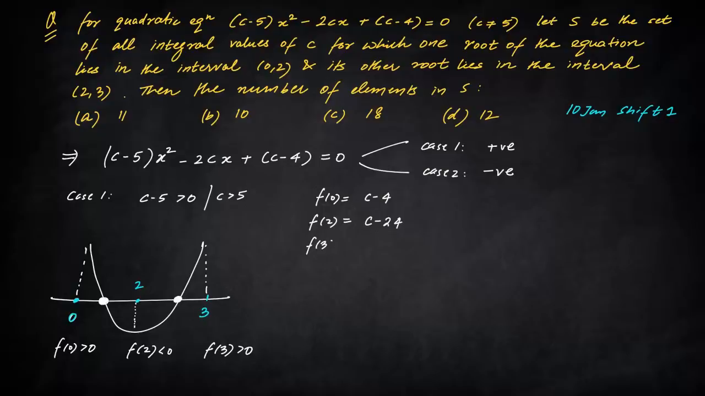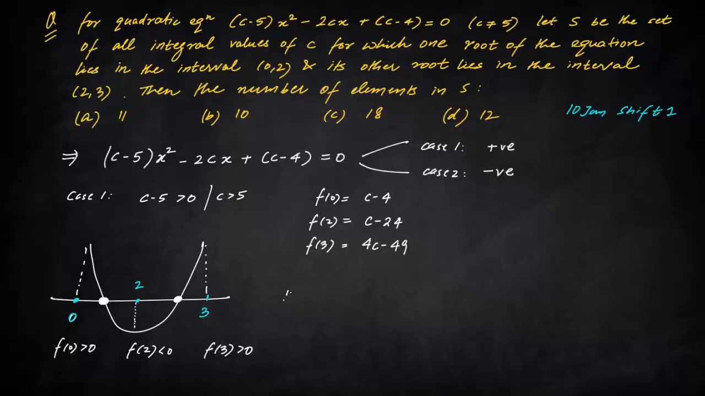Similarly, I can go forward and solve F3. F3 will be 9 times c minus 5 minus 6c plus c minus 4. So what will be the net value here? It will be 10c minus 6c, so this will be 4c, and minus 45 minus 9, that will be minus 49. So if I write entirely, this value would be 4c minus 49. So we have got all the three values now. For this case to be true, you need the following conditions to be true.